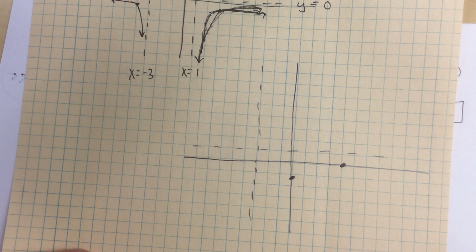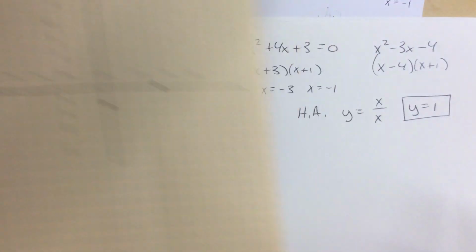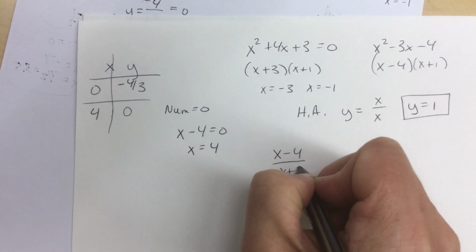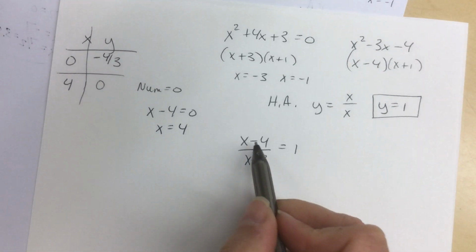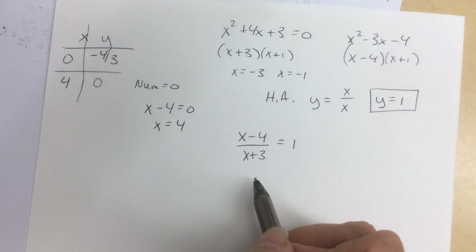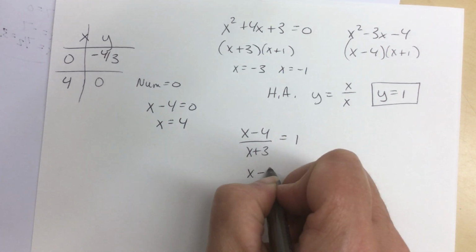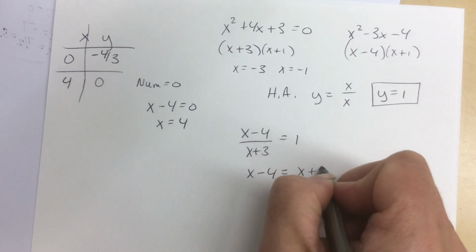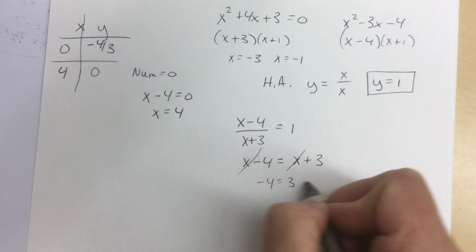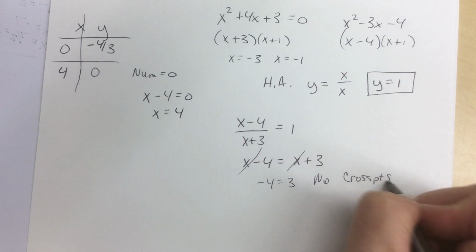Okay. Now we need to see if it crosses this horizontal axis anywhere. So we need to take our function, x minus 4 over x plus 3, and set it equal to 1. I could use the original, but this is simpler, and they're equivalent to each other, so I might as well use the simpler one. If I multiply both sides by x plus 3, I get x minus 4 equals x plus 3. The x's cancel. I get -4 equals 3, so that's no solution. So that means there are no cross points.